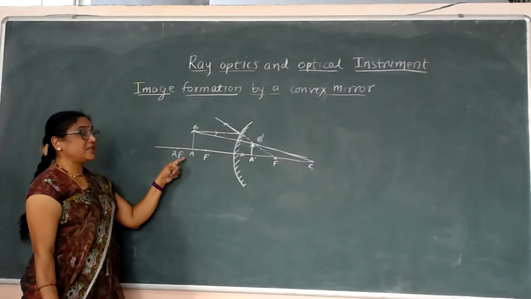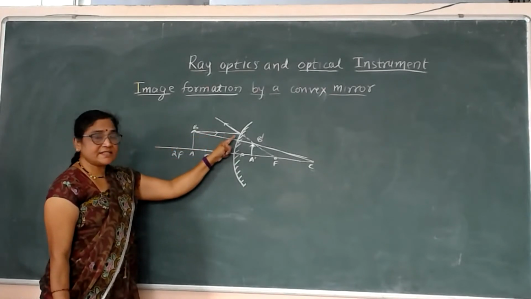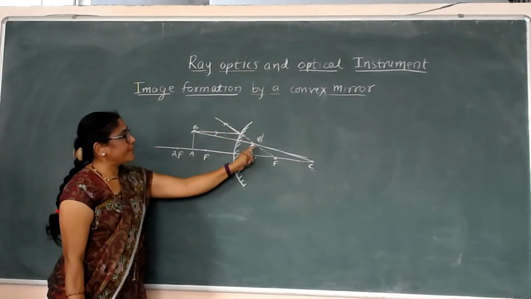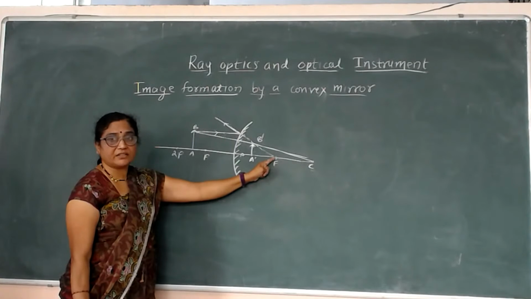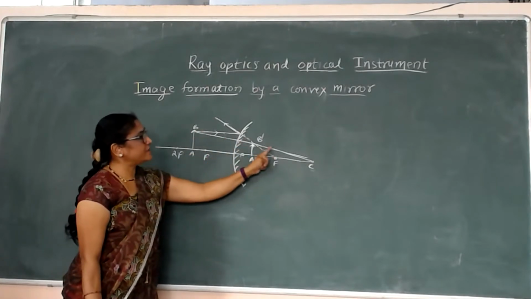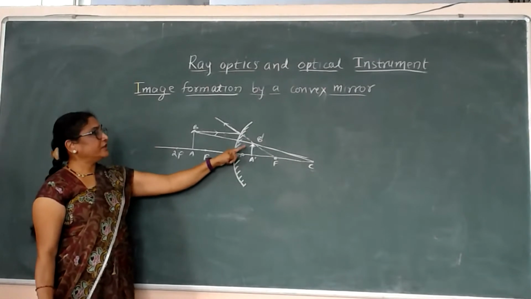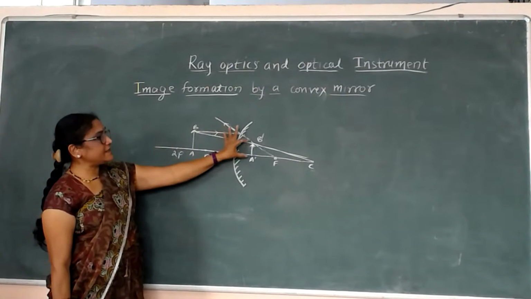When the object is situated on the principal axis, take a straight line which is incident on the mirror, which diverges and comes back. The imaginary line is incident toward the principal focus on the other side. Another ray deviates, passing from the center of curvature. Where both the rays meet, there is the formation of an image. Here this is the object and this is the image.